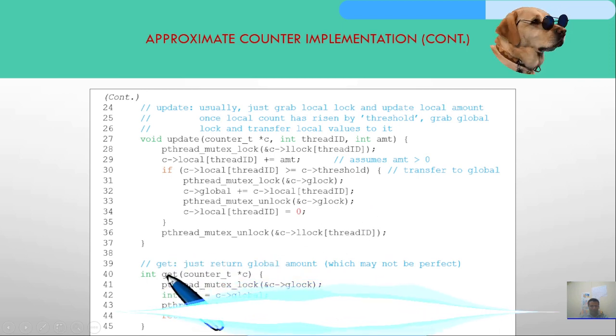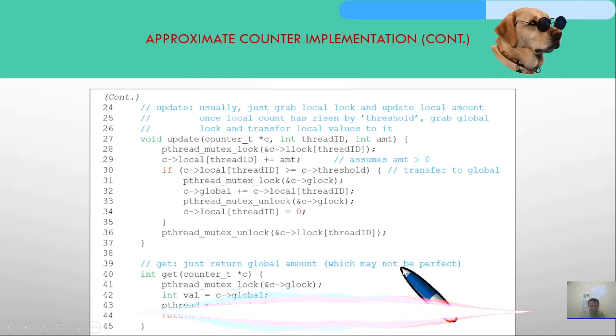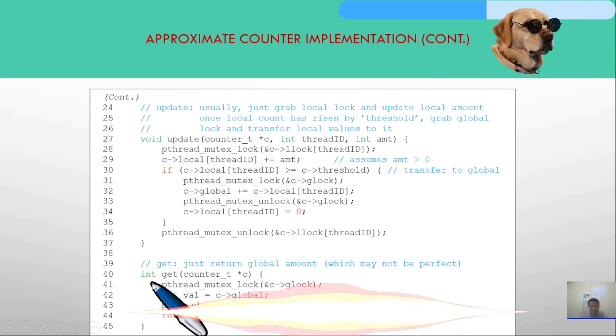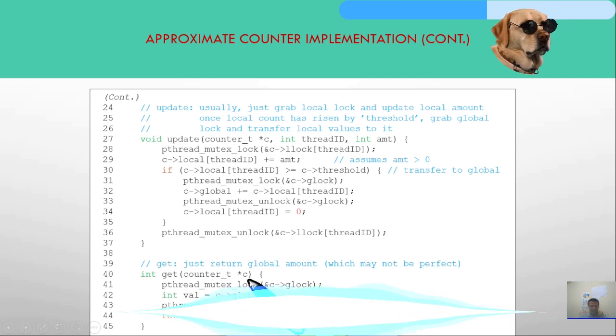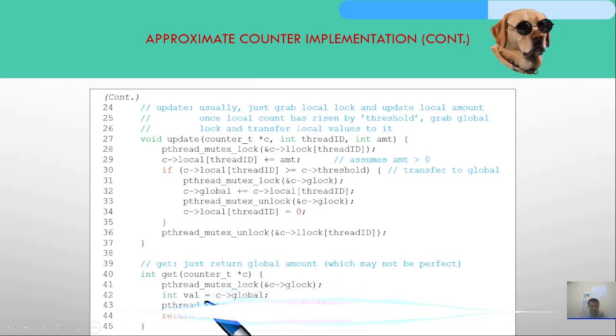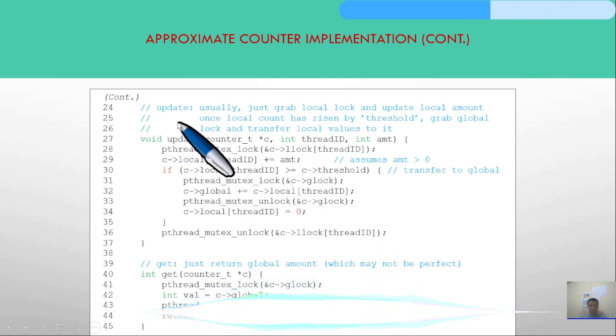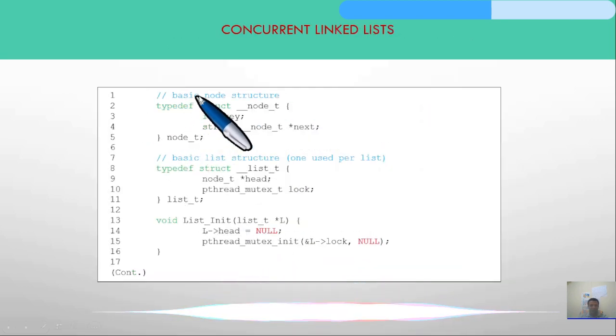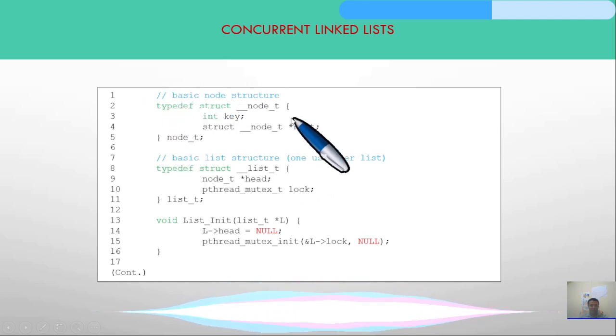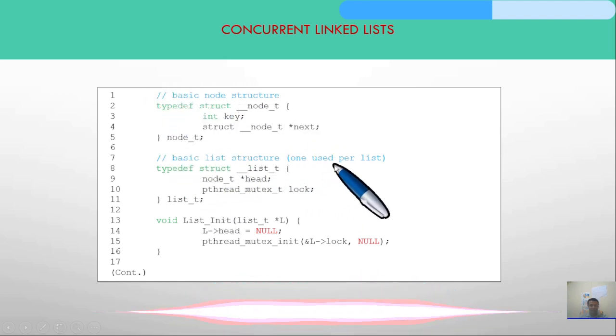And if you come to here, get just returns the global amount, which may not be perfect. We have the get counter_t, and we have the pointer here, mutex lock C's global lock, and we have also the global, and in the middle it's sandwiched as usual, and it only approximates. So I encourage you to go to the book again and try to see what each line of code is doing, and the basic node structures as well, and basic list structure as well, one lock used per list.